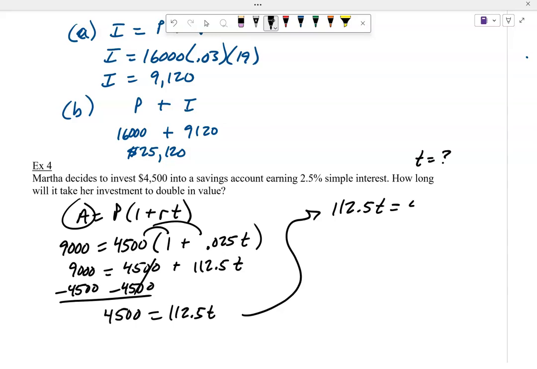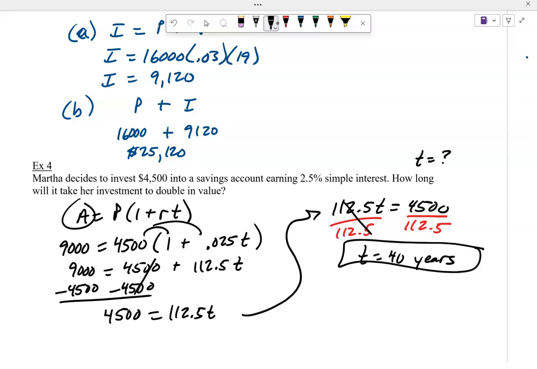112.5 T equals 4,500, and then let's go ahead and divide by 112.5. And so my T ends up being 4,500 divided by 112.5. That'll end up giving me 40 years. So it'll take 40 years at 2.5% simple interest to double in value.